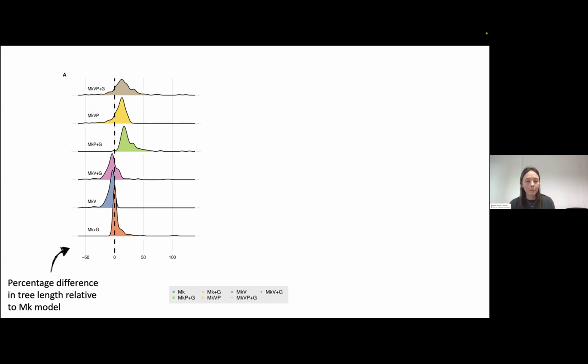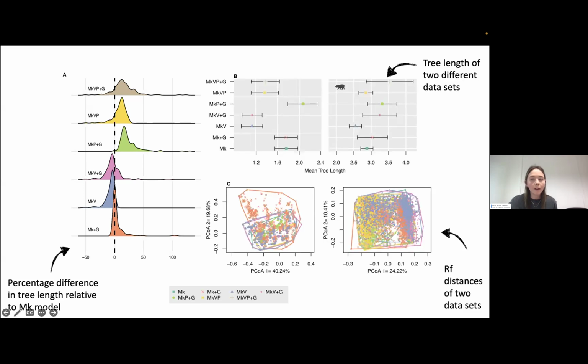Basically we just wanted to know whether these different choices in substitution model impact our tree length. Any of the plots on the right-hand side are producing trees that are longer than the MK model, whereas on the left they are smaller. And this is the percentage difference. So you can see some trees are quite substantially bigger depending on what model you're using. So this is our first sign that these models are really having quite an impact. But this is a summary over the whole 120 odd data sets.